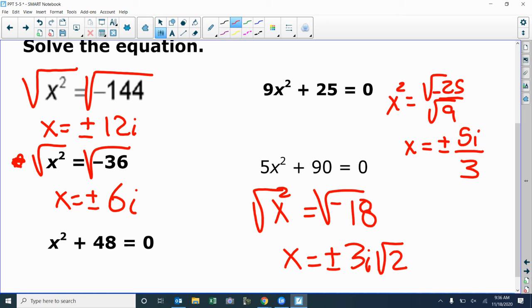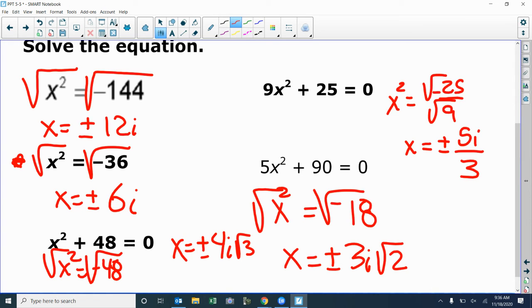We're down to this last one over here, 48. X squared equals negative 48. Take the square root of both sides, I think 16 times 3. I think so. So x is going to be plus or minus 16 times 3. I think that's going to be 4i square root of 3. 4i square root of 3. Roger that. Is everybody good? Everybody feel okay about simplifying those? And we put some in the equation.